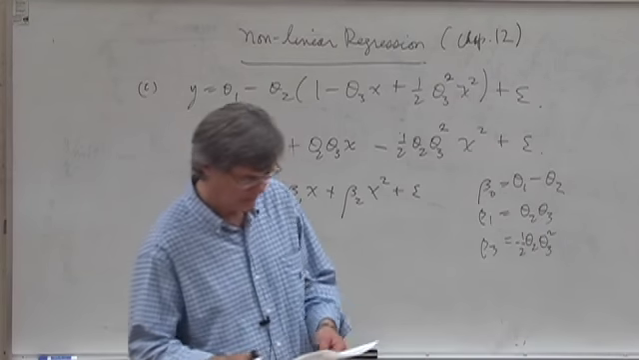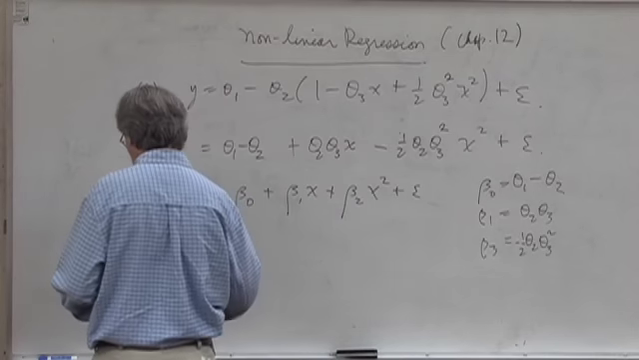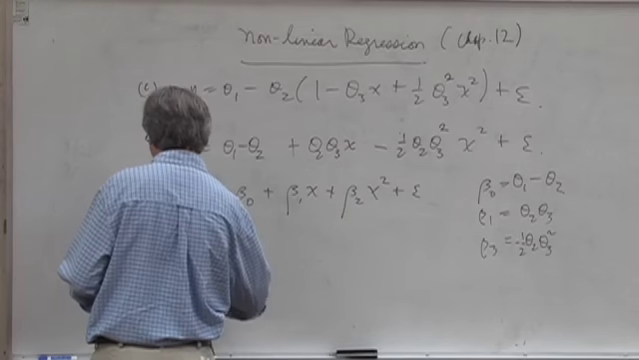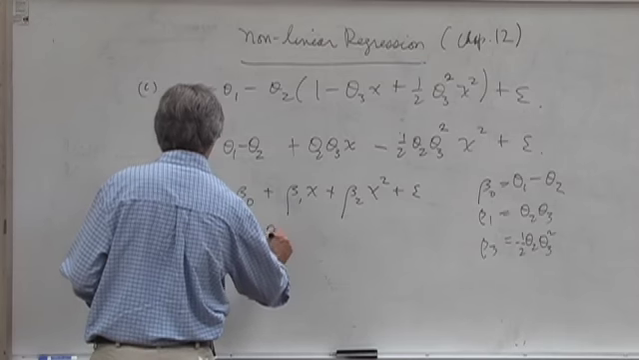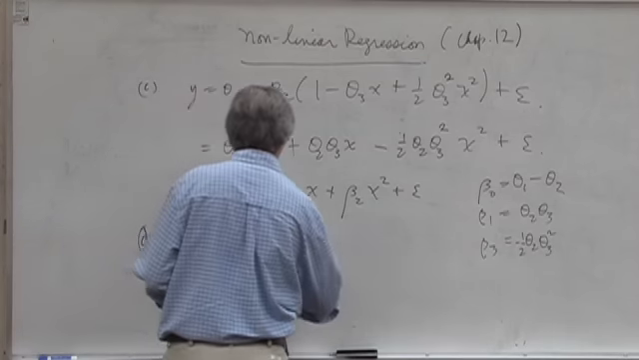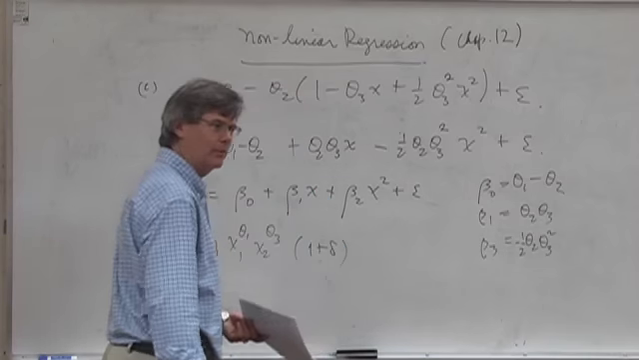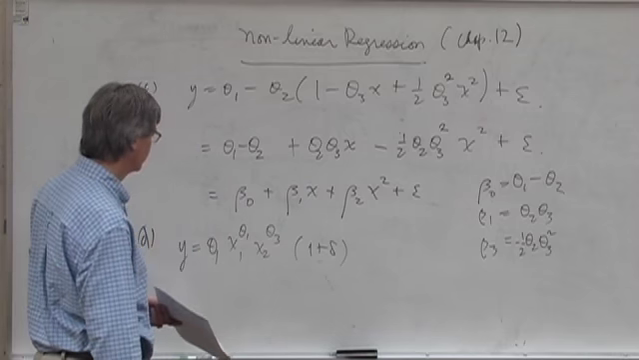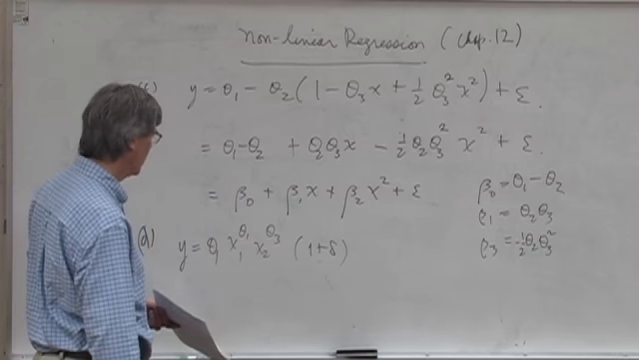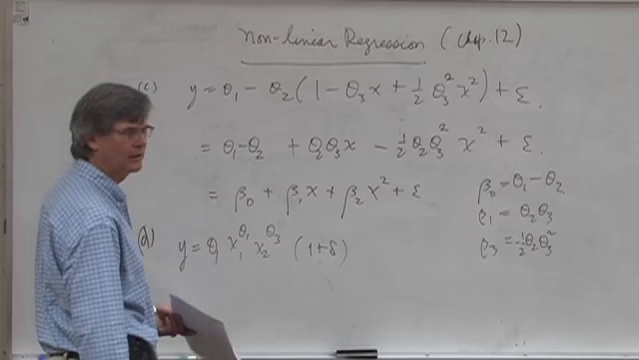Okay. And then I think I have one more example just to close this thing up. On the other hand, if I had y equals theta 1 x1 to the theta 2 x2 to the theta 3 times 1 plus delta, where delta was some random variable, let's say between minus 1 and 1. In other words, the 1 plus delta wasn't going to be negative ever. Okay? Delta small.